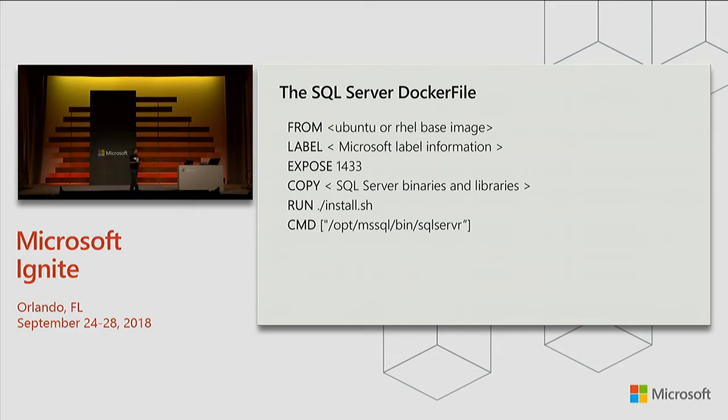Okay? Then the copy command is the interesting part. So here's what we do. We pre-install SQL Server on a machine, so it's already laid out. And then we just copy the binary libraries into the image. That's that stackable thing I talked about. You've got the base Ubuntu image, and we're copying our binaries and libraries into that image now. That's the next layer of it.